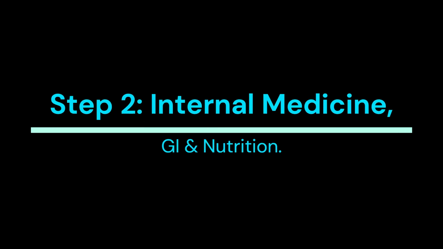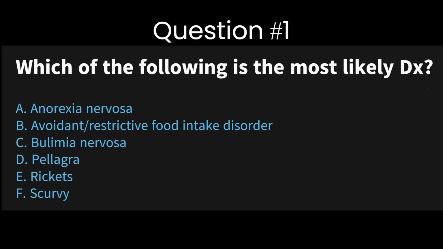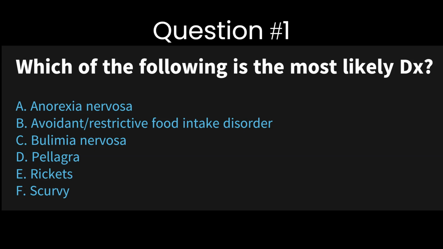Today, we're diving into Step 2, Internal Medicine, focusing on GI and nutrition. Let's get started with question number 1. For the following case, which of the following is the most likely diagnosis? A. Anorexia nervosa. B. Avoidant or restrictive food intake disorder. C. Bulimia nervosa. D. Pellagra. E. Rickets. F. Scurvy.